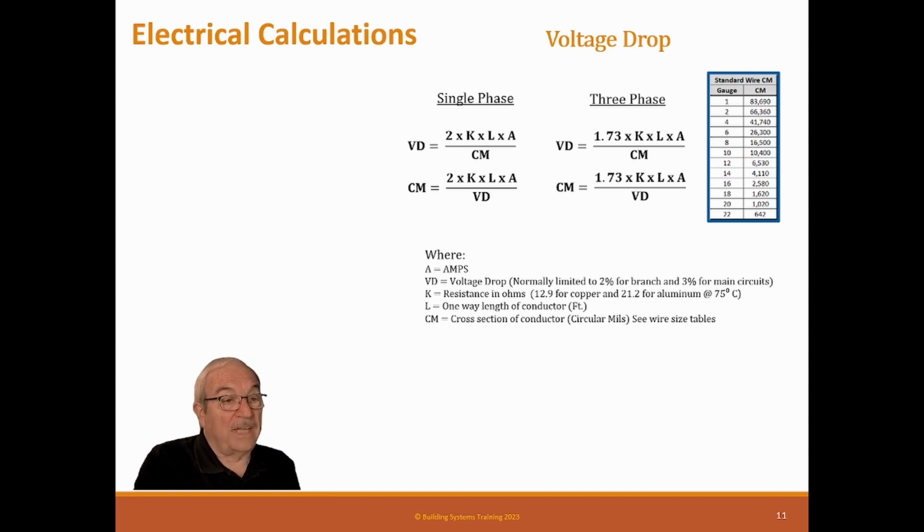I don't know exactly the definition of circular mil, but this is the table for circular mils, and it's an area. So this is the voltage drops, and this is how to calculate CM, circular mil. So it's 2 times K times L times amps over voltage drop equals a circular mil. So basically I use this one most of the time.